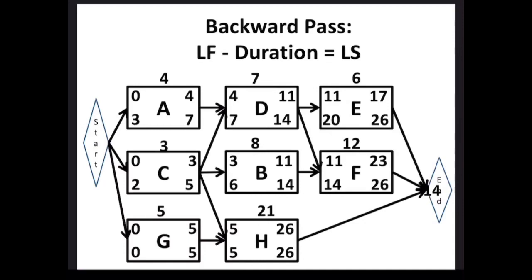Last but not least, activity G, as in Golf. This activity is a predecessor to only one other activity, activity H. What is the late start of activity H? It's 5. Therefore, the latest this activity can finish by is day 5. 5 as a late finish minus its duration of 5 gives us 0. No difference between top and bottom. G and H are both our critical path activities with no slack.